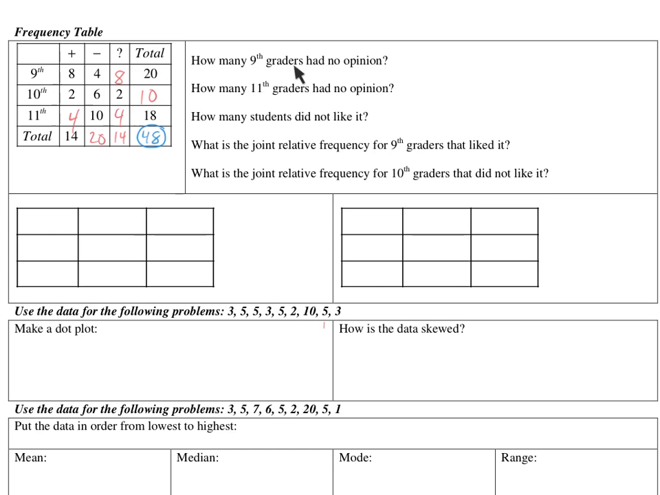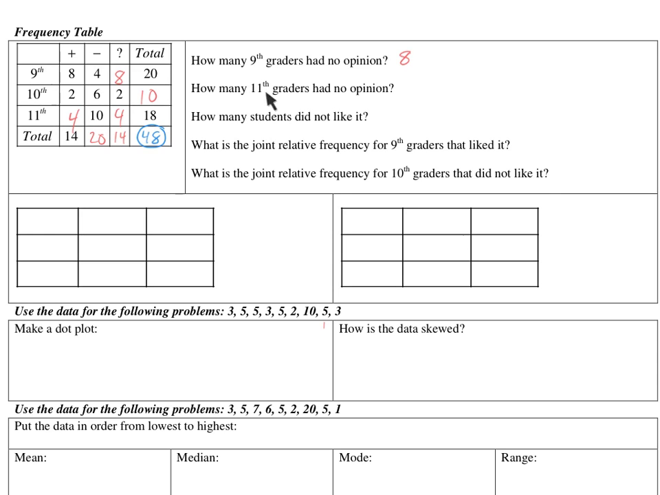Alrighty. How many ninth graders had no opinion? So we've got to look for no opinion. Wait, which was no opinion? Positive, negative, or question mark? Question mark, and then they didn't really have an opinion. They're like, whatever, I don't care. So it was how many ninth graders had no opinion? Now there are 14 no opinions, correct? But how many of those are ninth graders? 8. So you just put 8.